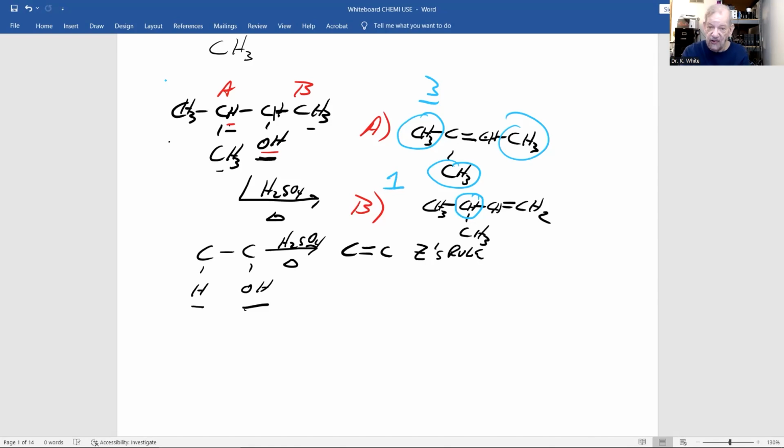And now you have to use your high-level math skills for my class. Which is the greater number, 1 or 3? And time's up. Hopefully I'll pick 3. And the answer is this, not this. That's Zaitsev's rule.